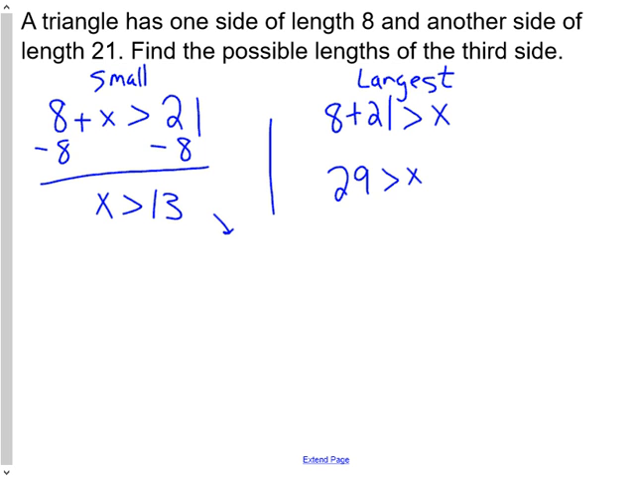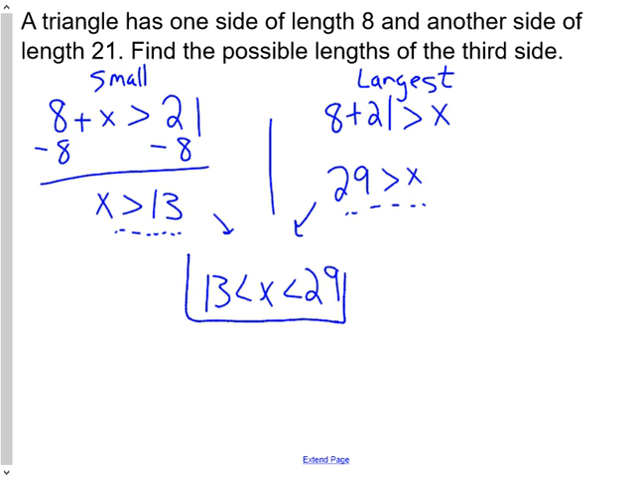Now we can connect these two together. X needs to be bigger than 13 and smaller than 29, meaning 13 is less than x less than 29. And there's our answer. Now you could kind of turn this into a formula. So think about it. Where did 13 come from? Where did 29 come from? 13 was our largest side given to us minus the smallest. So largest minus smallest, x has to be bigger than that. 29 came from largest plus smallest. We did it in the opposite order, just to keep it the same.